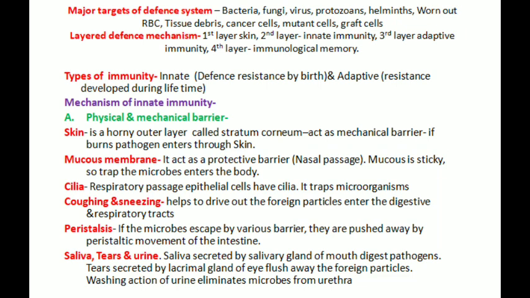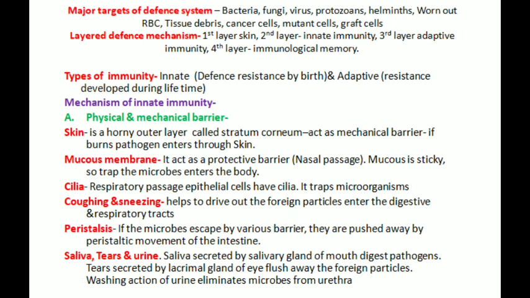The major pathogenic microorganisms and other antigenic substances include bacteria, fungi, virus, protozoans, helminths, worn-out RBC, tissue debris, cancer cells, mutant cells and graft cells. And in our body, a layered defense mechanism exists to protect from pathogenic attack.